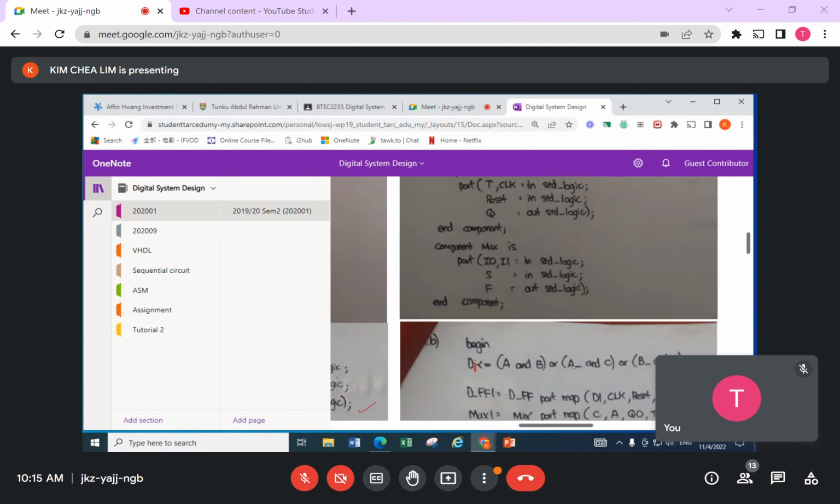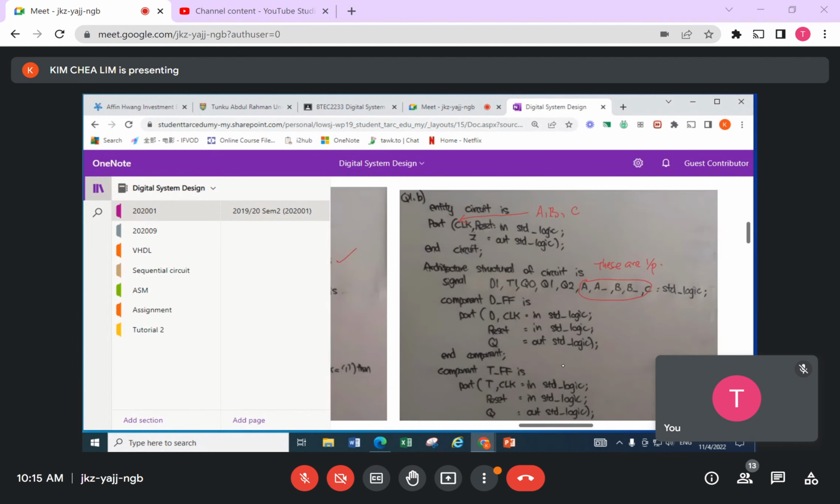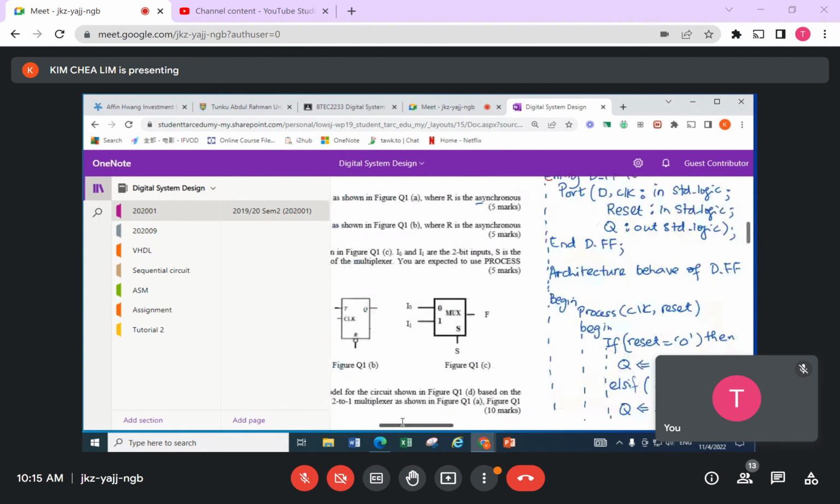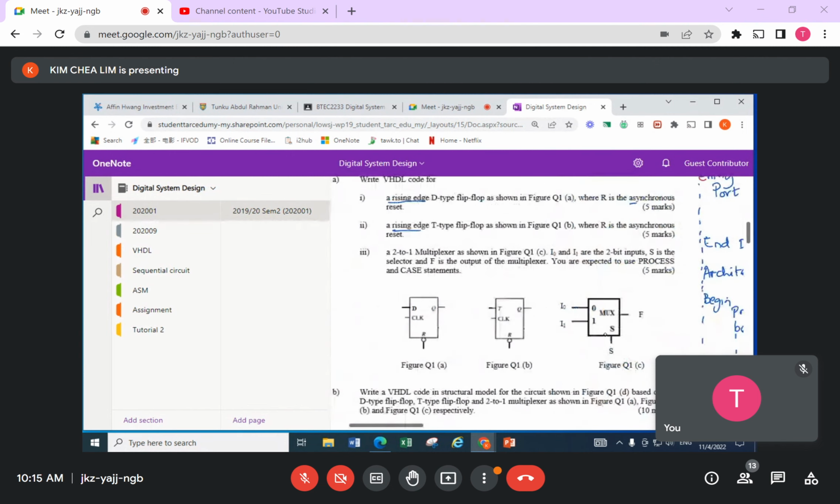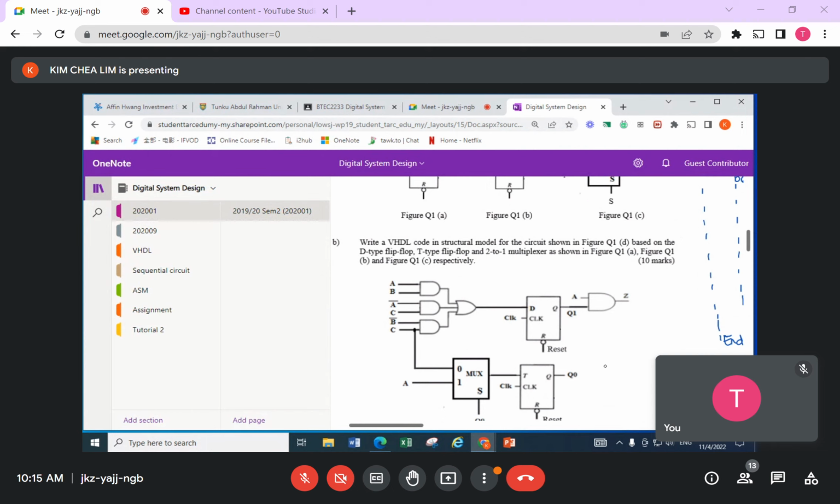Anyone with any question can straight away ask. Next, look at the last part here. I am actually making use of these three components plus some logic gates to form this simple circuit. Now, what is all this actually?